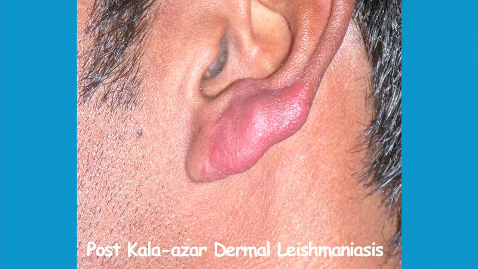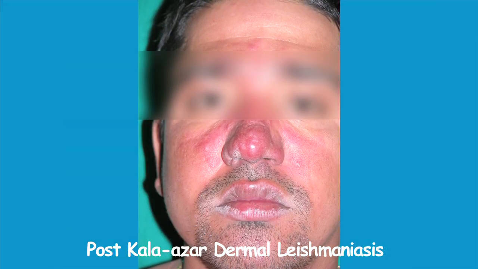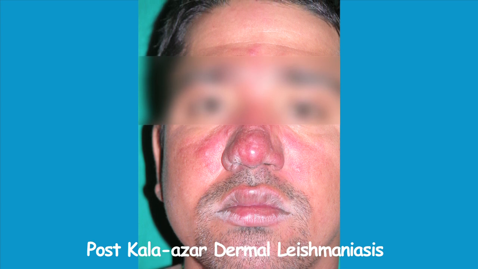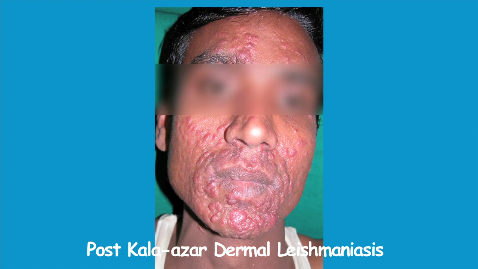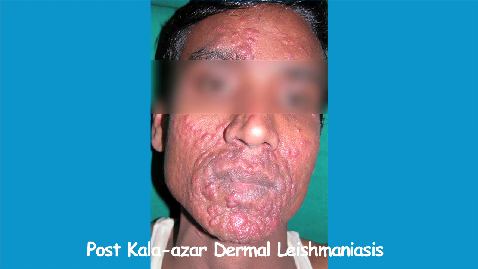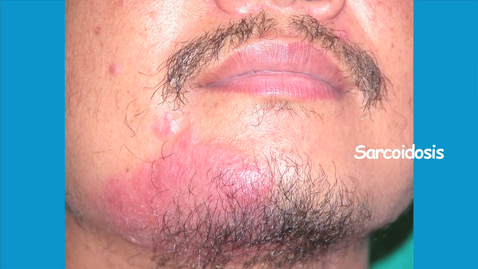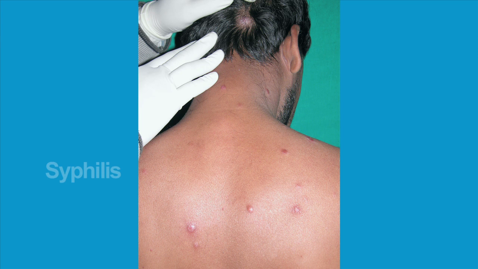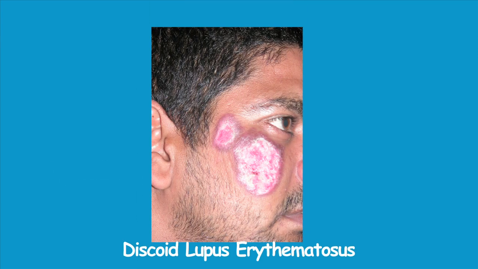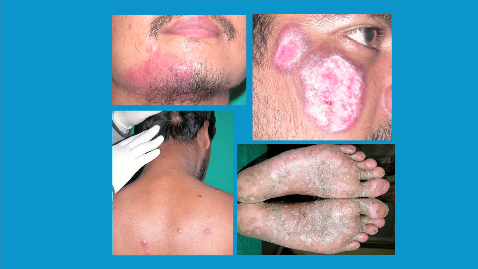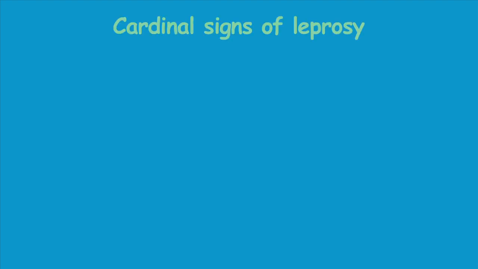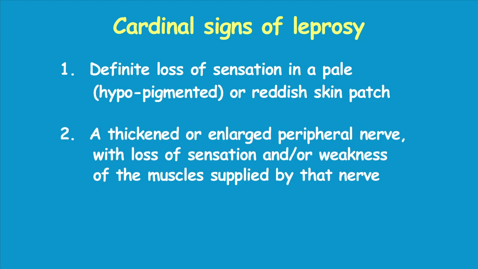Infiltration caused by post-Kala-Azar dermal leishmaniasis will mimic the infiltration caused by MB or lepromatous type of leprosy, hence the importance of skin smear examination. Lesions of some rare conditions like sarcoidosis, syphilis, discoid lupus erythematosus can be differentiated by histopathological examination of skin lesion. Remember cardinal signs of leprosy to differentiate it from other mimicking conditions.